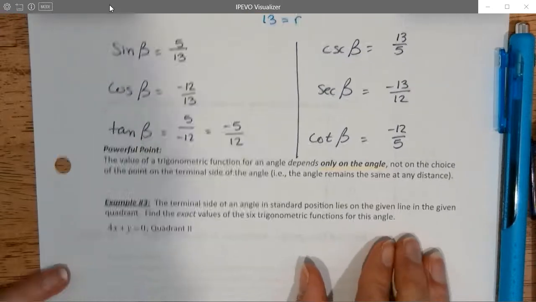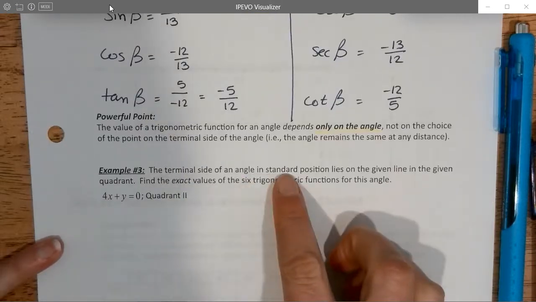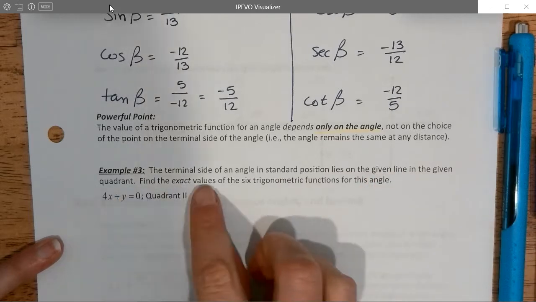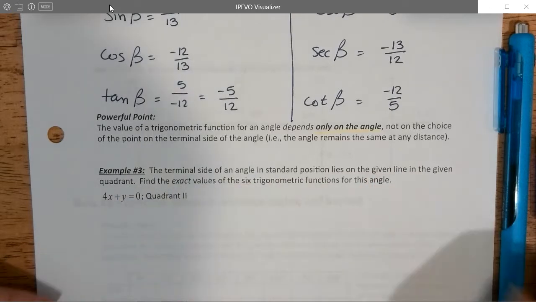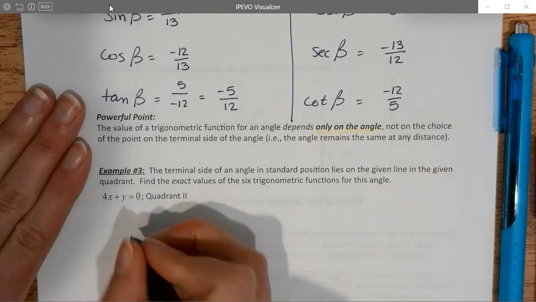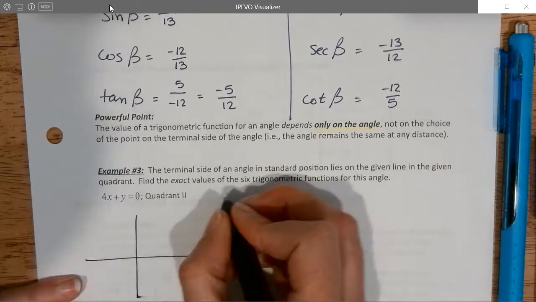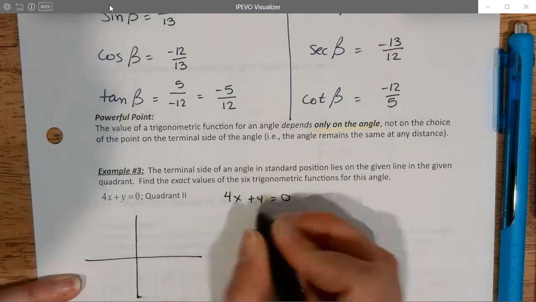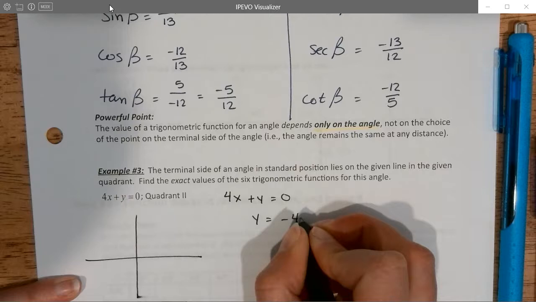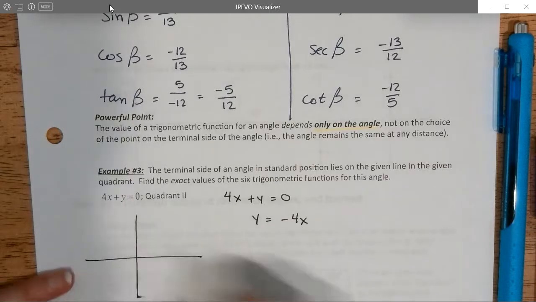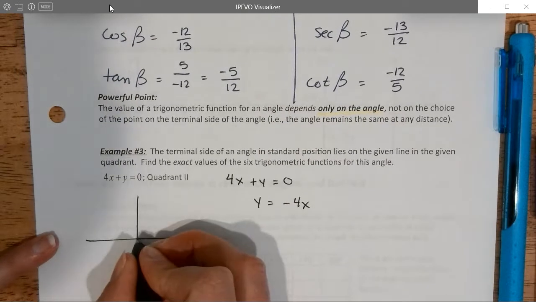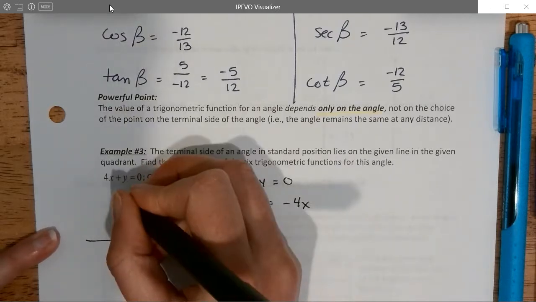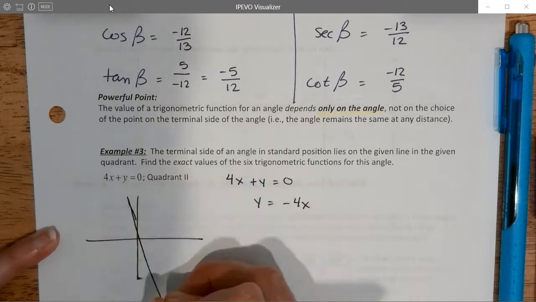In example 3, the terminal side of an angle in standard position lies on the given line in the given quadrant. Find the exact value of the 6 trigonometric functions for this angle. We're going to draw a picture to start. Okay, so first thing is that the line is 4x plus y equals 0, so that is the line y equals negative 4x. So it goes through the origin with a slope of -4. So if I go down 4 over 1, I'm going to have to get some scale to this, but it's going to be a pretty steep decreasing line.